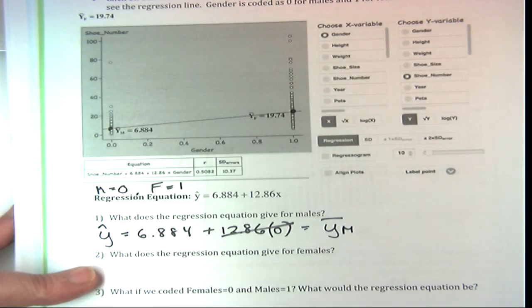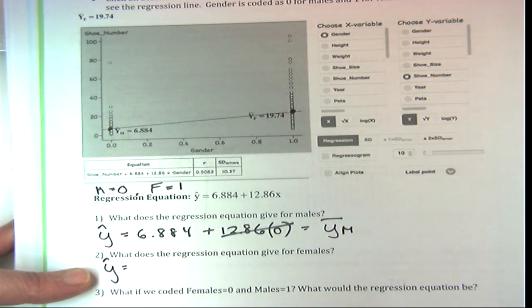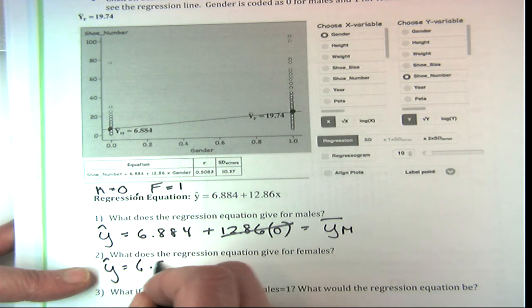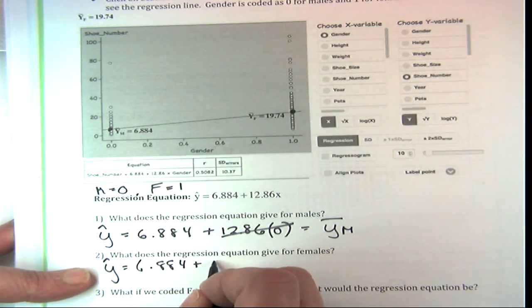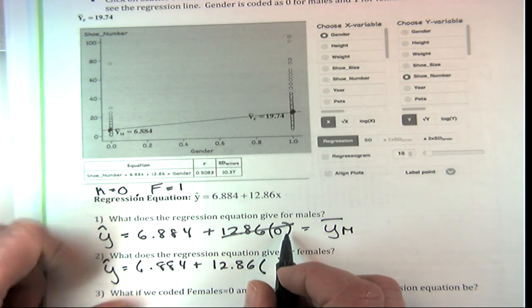And now let's do the same thing for females. So for females, what does it give? It's 6.884 plus 12.86. And now x for females is not 0, it's 1.